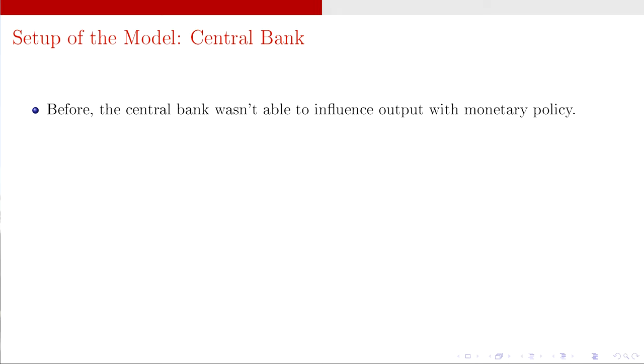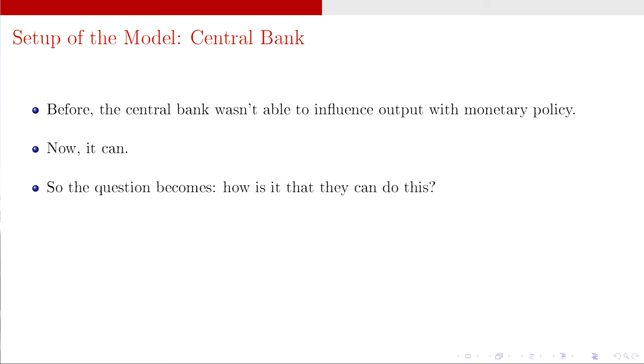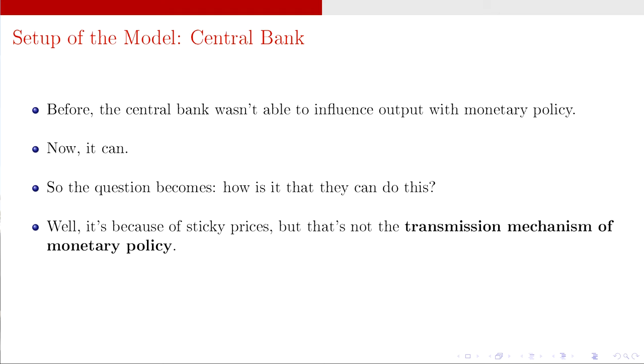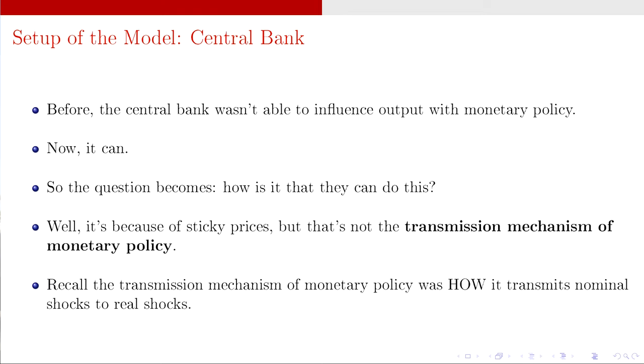Before, in the real business cycle model, the central bank wasn't able to influence output with monetary policy, but now it can. So the question becomes, how can they do this? Well, it's because they have sticky prices. And yes, the sticky prices are the reason they can do this, but it's not known as the transmission mechanism of monetary policy. Recall the transmission mechanism of monetary policy.